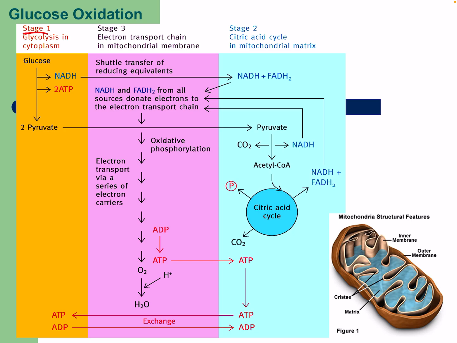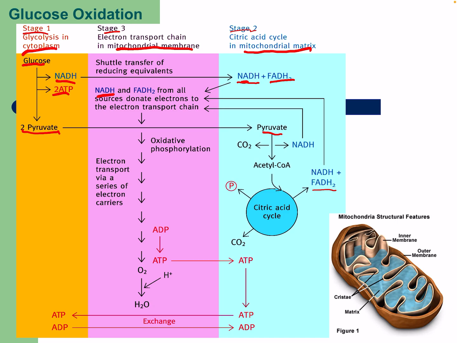Again, we have stages 1, 2, and 3. Glycolysis is in the cytoplasm, the electron transfer chain is in the mitochondrial membrane, and the citric acid cycle is in the mitochondrial matrix. Here we see our glucose becomes 2 pyruvate molecules, and we produce NADH and 2 ATP. Then we have shuttle transfer reaction equivalents. We have our NADH and FADH. You can see here that NADH and FADH from all sources donate electrons to the electron transport chain. And these come from here, as well as here, from the electron transfer chain.